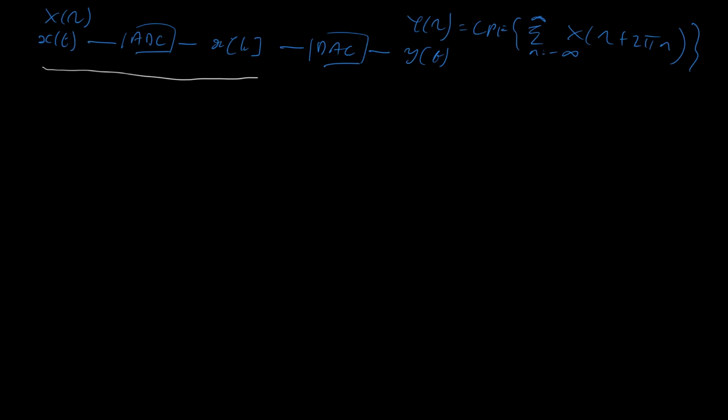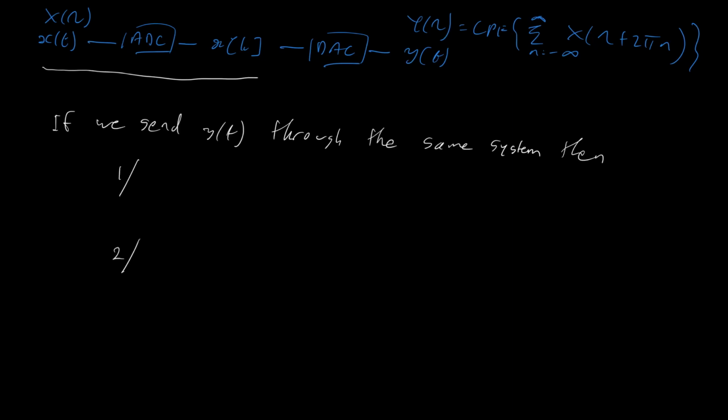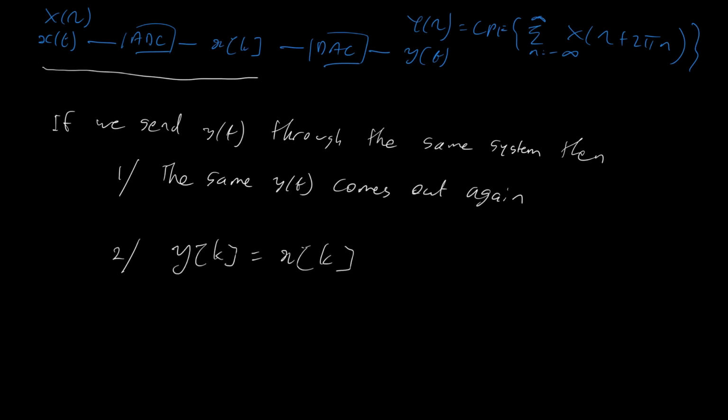What we have here does not seem very helpful until we realise two key properties we have. Consider taking y of t and sending it back through this same system again. Because y of t is band limited, that's what this low-pass filter is doing, if we send y of t through this system, then we get y of t coming out, the same signal. The second key property is that if we send y of t through this system here, then the samples y of k are equal to the original samples x of k.